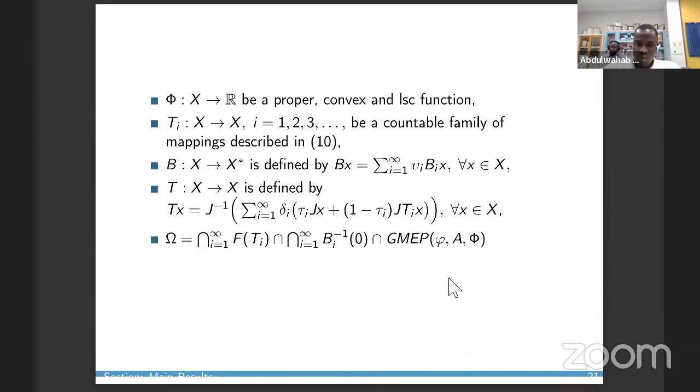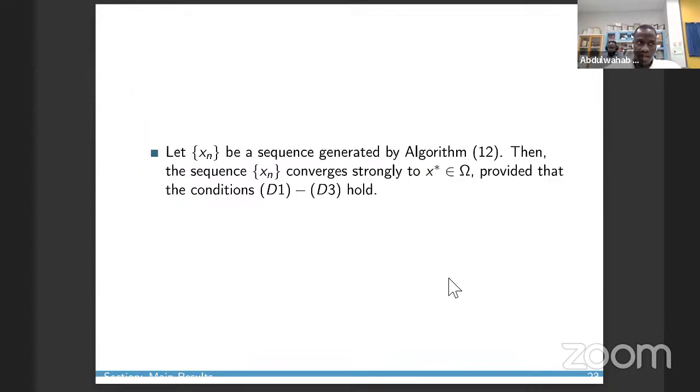And conclusively, in this particular result, as we can see, we consider the conjugate gradient direction in the setting of uniformly convex and uniformly smooth Banach space using the Lyapunov functional. And to the best of our knowledge, this is the first time in which the conjugate direction is applied when the Lyapunov functional is used as a metric distance.